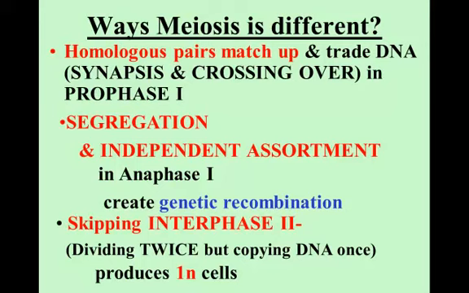And then skipping interphase before I go into meiosis, the second division. Divide twice, but I'm only copying the DNA one time. Most of those differences are at that first division. The second meiosis, prophase 2, metaphase 2, anaphase 2, telophase 2, cytokinesis 2, they're basically a mitosis division. So there's only really a few phases that we need to learn that are different.